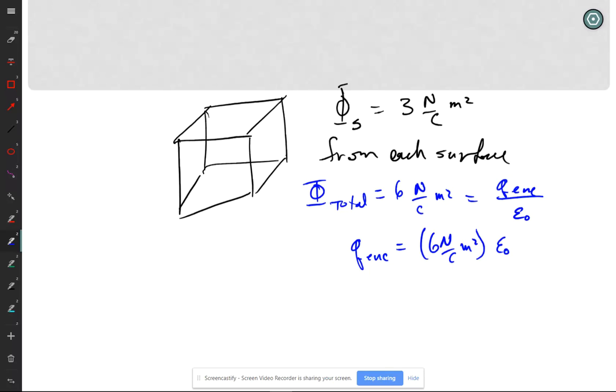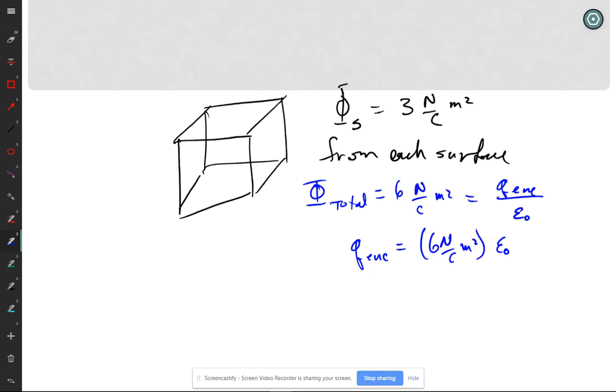You could have said, if I have a charge of 10 microcoulombs, well, let's make life easy, 6 microcoulombs enclosed by the cube, how much flux comes out of each surface? That would just be going the other direction. And then the worst case scenario is, you have a function for the electric field, and you calculate the flux, then you have to do the dot products and do the integrals.